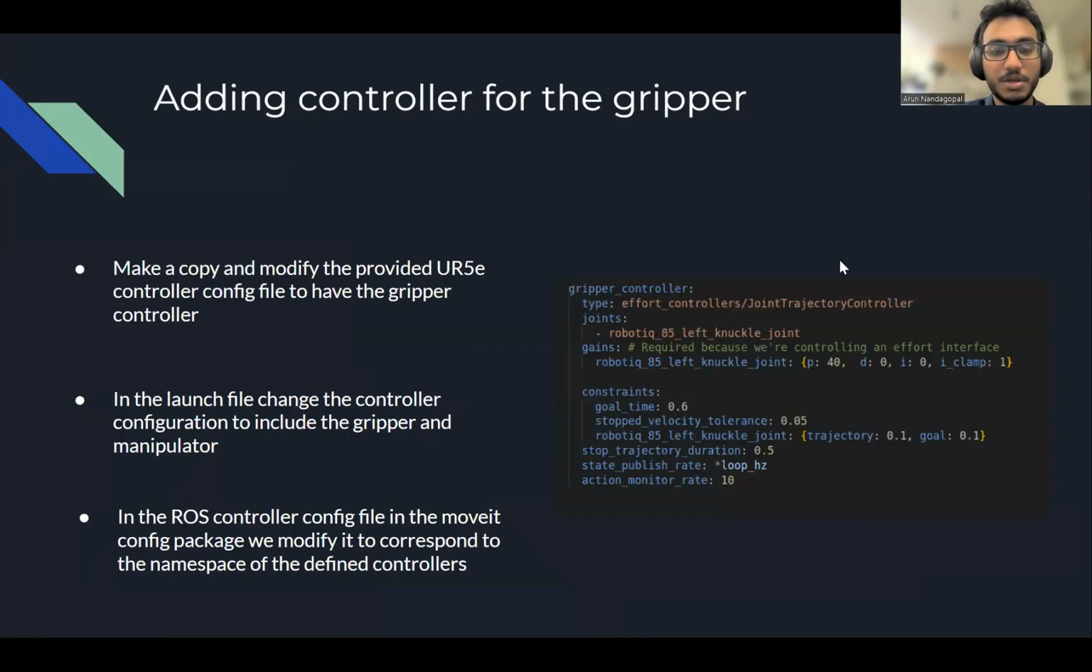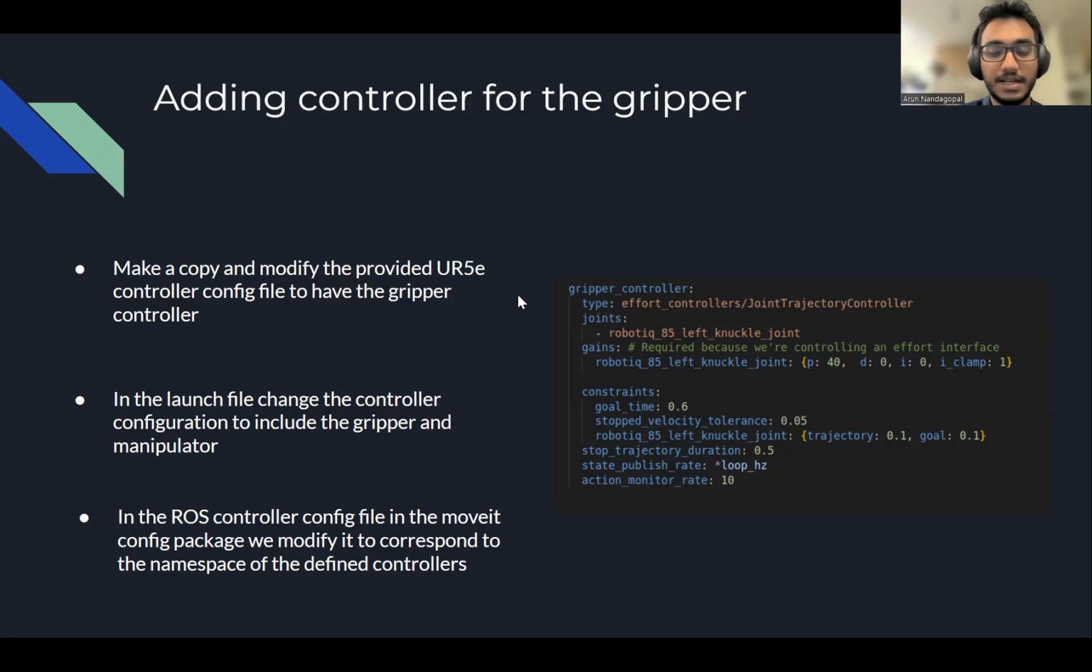In the previous video, the gripper was not able to be controlled. That was due to the fact that the controller for the gripper was not enabled. So in order to get the gripper working with the MoveIt interface, we need to create and add a gripper controller. To do that, we can utilize the existing UR5e controller configuration file. We make a copy of that, and then we include this whole set of code to have a controller running for the gripper as well.